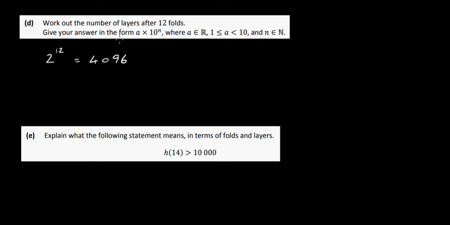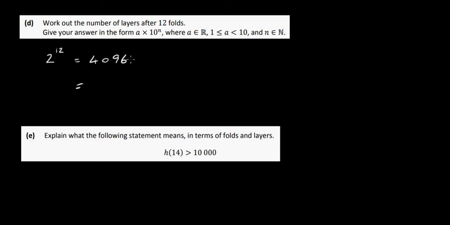Now, it also says give your answer in the form a by 10 to the power of n, where a is an element of the real numbers, a is between 1 and 10, including 1, not including 10, and n is a natural number. In other words, put this number in scientific notation.